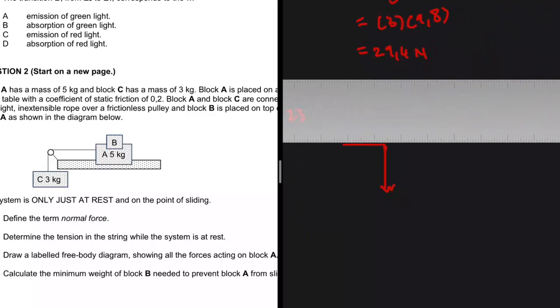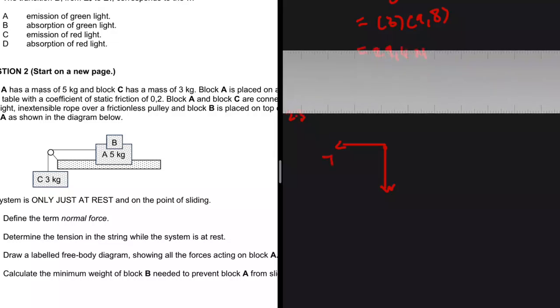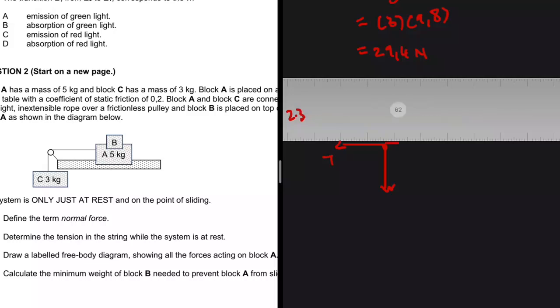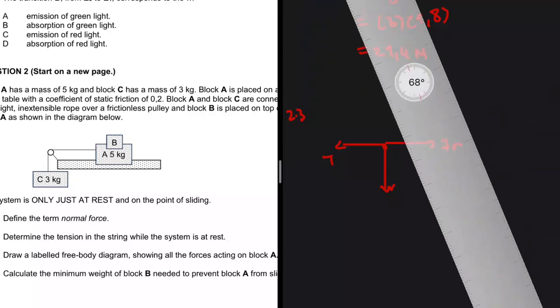So we have tension going to the left, and then we have some coefficient of static friction. That tells us as well that we have some frictional force. It will be to the right because the system is about to start sliding to the left. So the frictional force should be to the right. So that is tension, frictional force, weight. What else do we have?